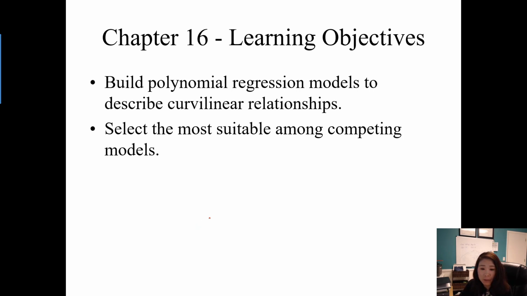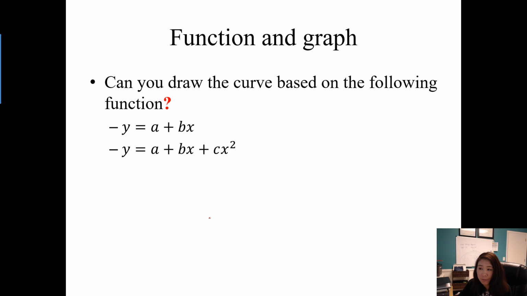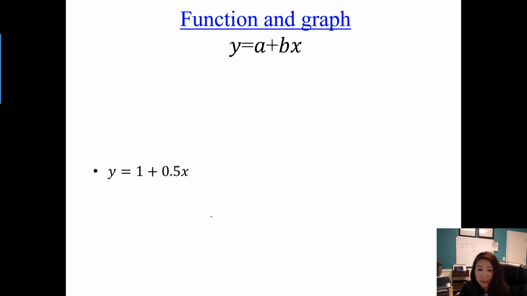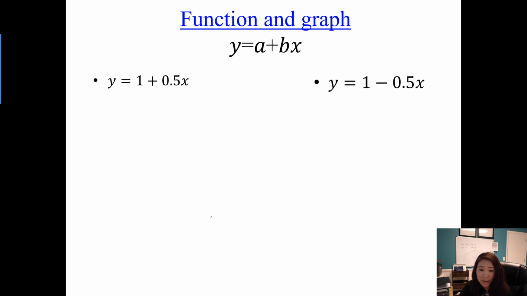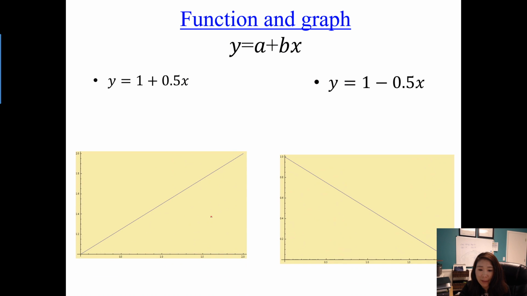what do we mean by polynomial regression model? What's the rationale to guide you to use the polynomial regression model? So first of all, let's look at the relationship between the function and the graph. This is the linear regression model. Any linear regression model function should look like y equal to a plus bx. By changing the value of the slope, we will have upward and downward lines.